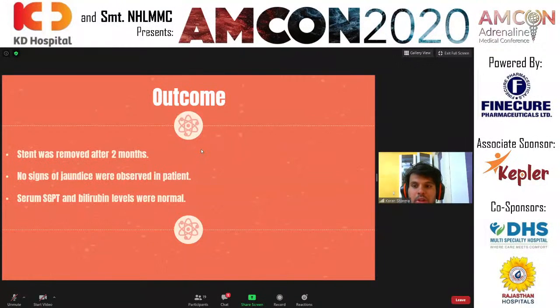The outcome was that the stent was removed after 2 weeks. No signs of jaundice were observed in the patient, and serum SGPT and bilirubin levels were normal.